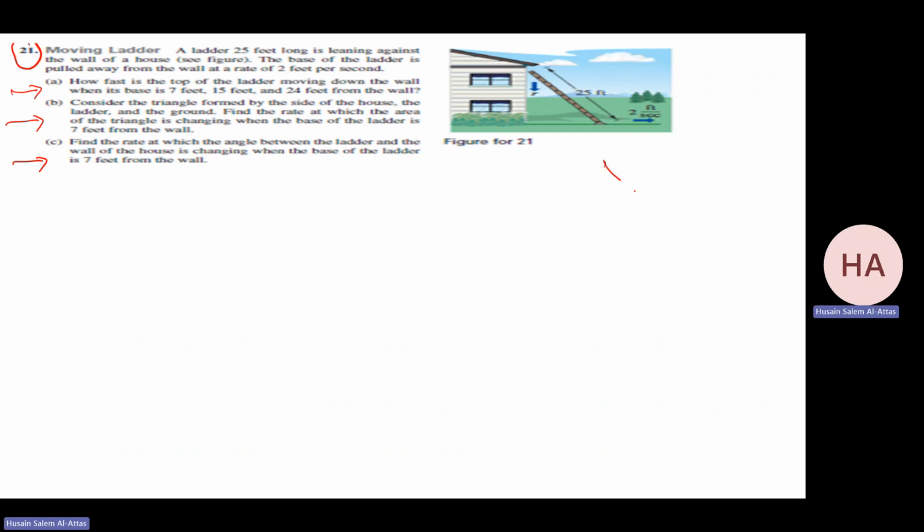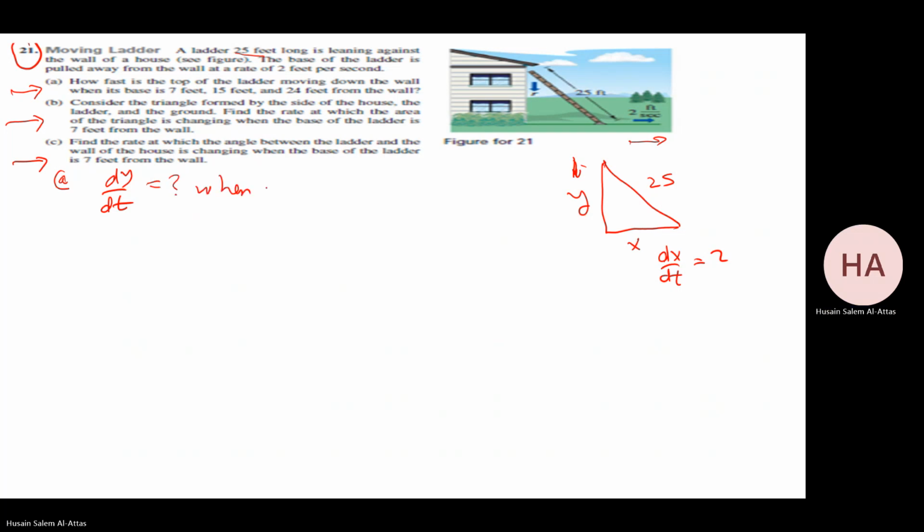What we have in this one, we have a wall, we have a ladder 25 feet, and a ladder 25 feet is leaning against the wall of a house. The base of the ladder is pulled away from the wall at the rate of this. So I have dx by dt equal this, x equal this, y equal this. Part A, how fast is the top moving? So he wants dy by dt. How fast is the top of the ladder moving down the wall when the base is 7 feet? And I will not take 7 feet, I'll take 15 because the calculation will be easier when y equals 15.